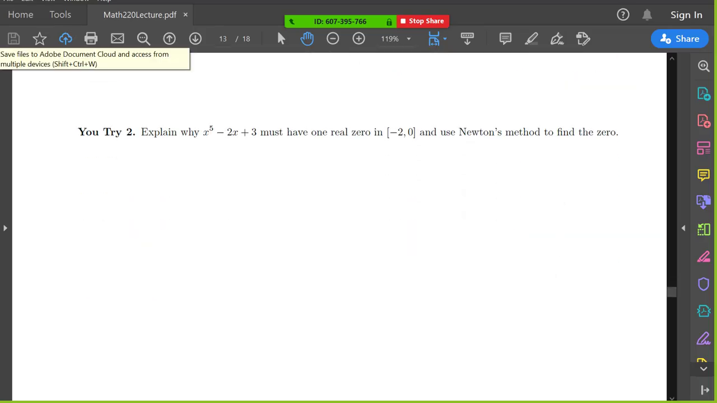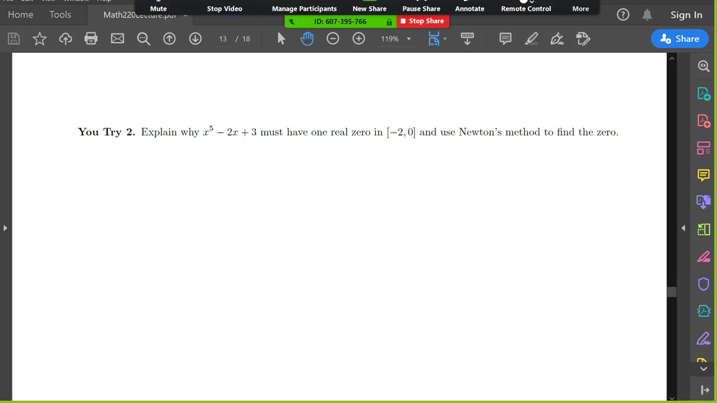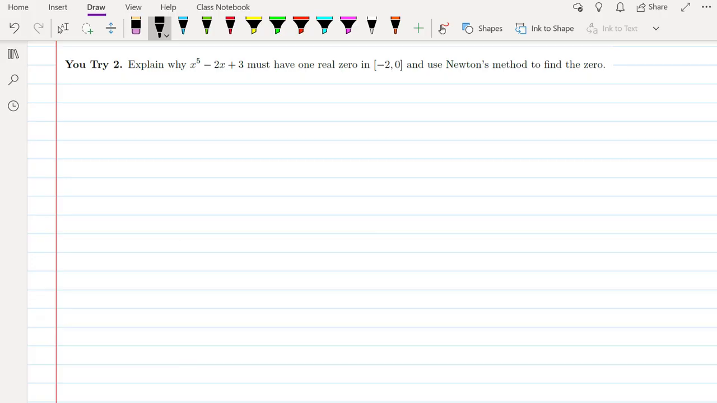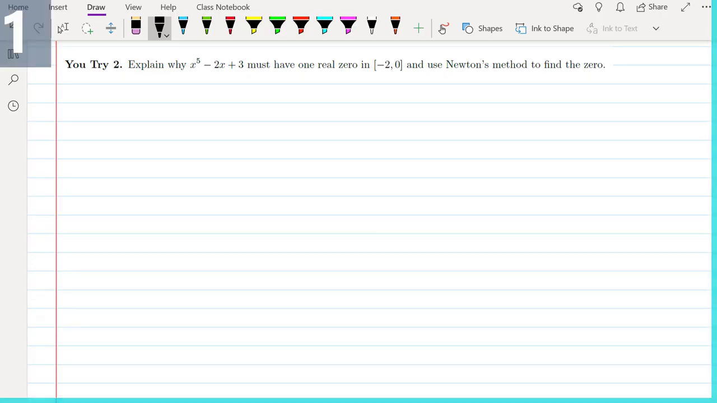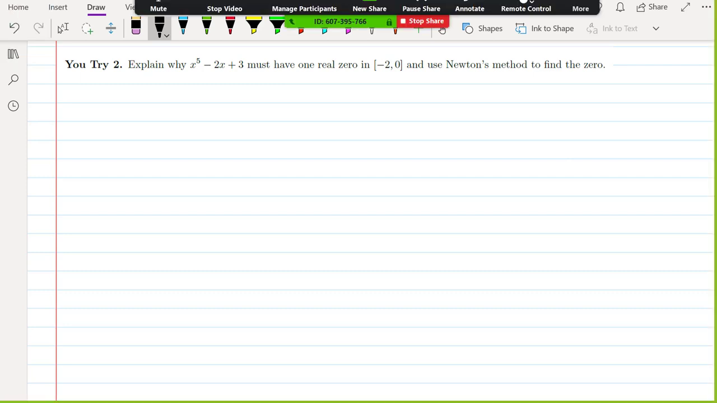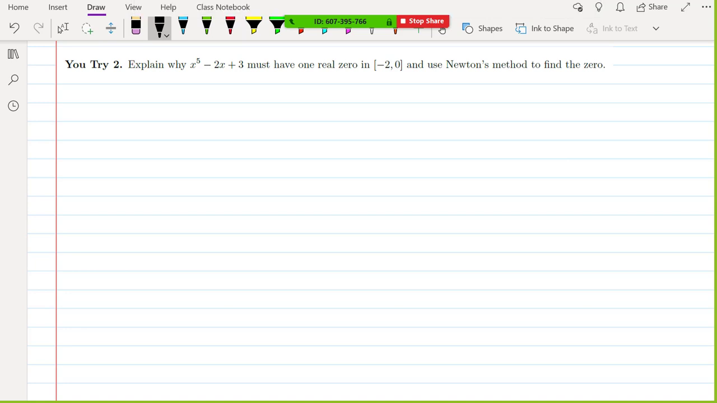All right. So the reason that this must have at least one real zero, negative 2, 0, is from the intermediate value theorem. So we know that polynomials are continuous.